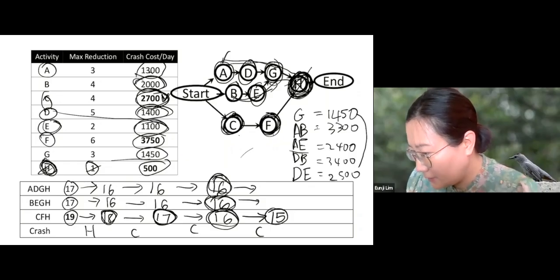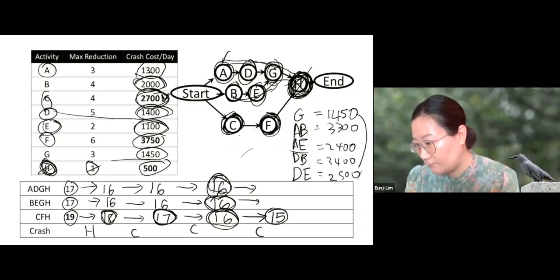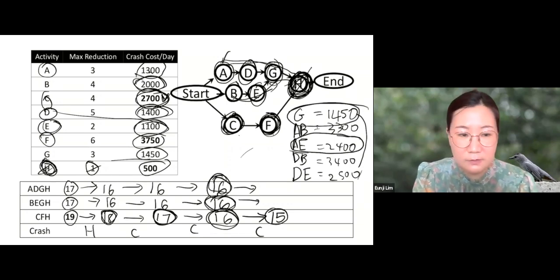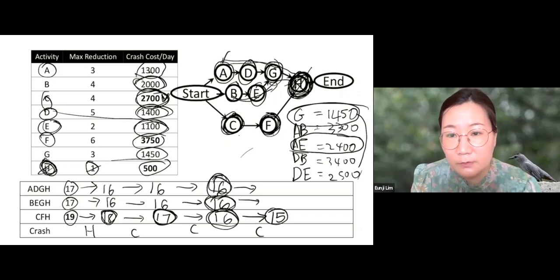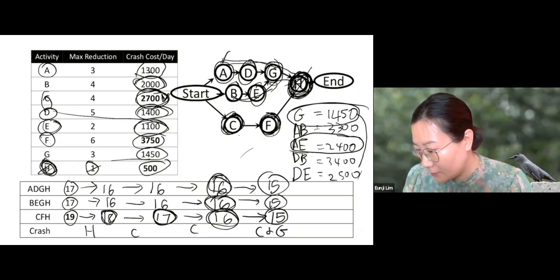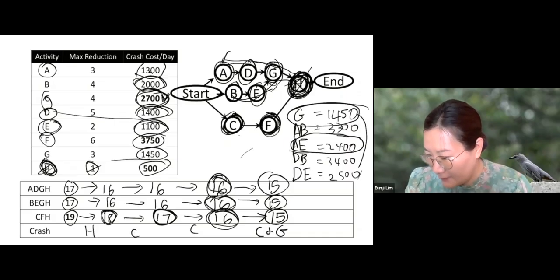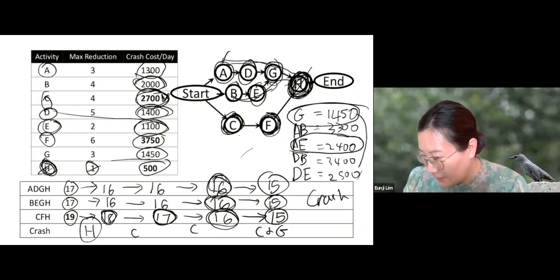Of these possibilities, which one has the least cost? 2,400. No. Actually, G is the least cost option. So if you just crash G, then the first path becomes 15, and the second path also becomes 15. Right? So that's your answer. Your final answer is crash H, and then C, and then C, and C, and G by 1 week each.